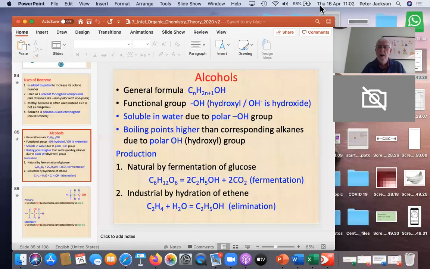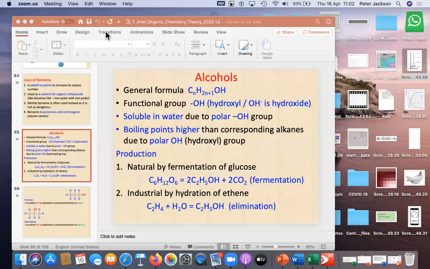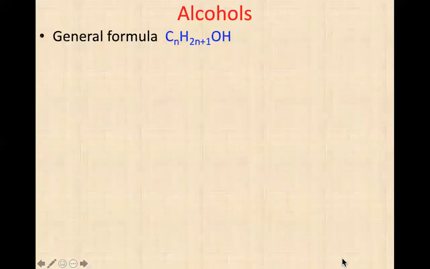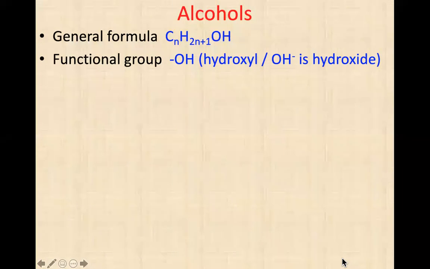Right, so let's start with the alcohols. The alcohols have a general formula of CnH2n+1OH. The functional group is the OH group, which is often at the end. The OH group is called the hydroxyl group. OH minus, as in NaOH, is the hydroxide group. So don't confuse the two.